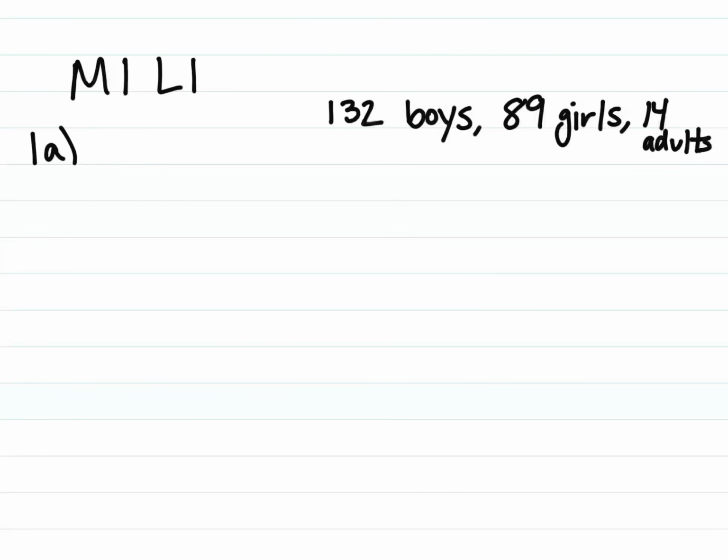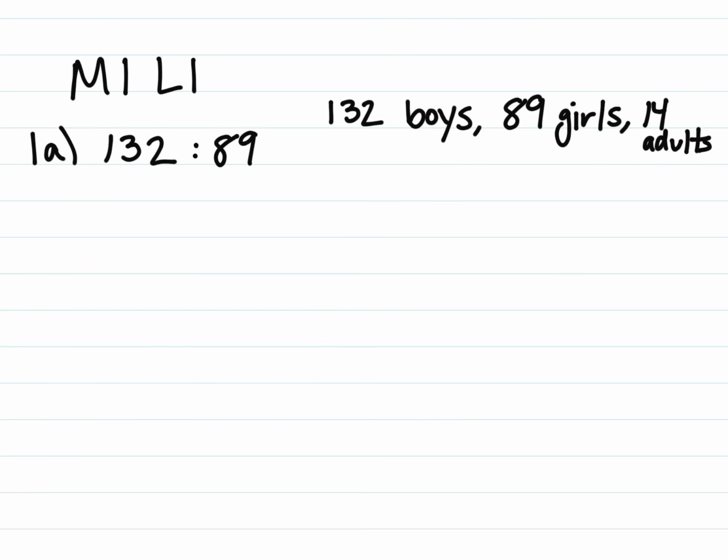In number 1, it gives us a list of the number of each category. So we have 132 boys, 89 girls, and 14 adults. Part A says write a ratio of the number of boys to the number of girls. When it tells us that, that order means something, so we need to keep the order, and since they mentioned boys first, boys need to come first in our ratio.